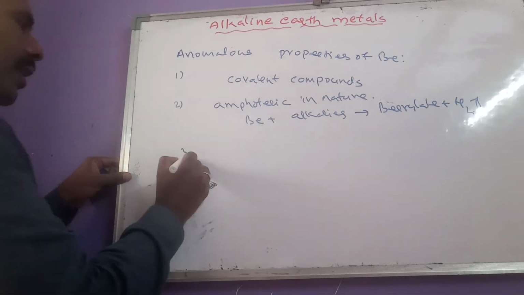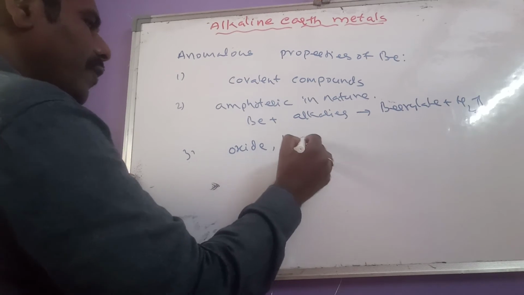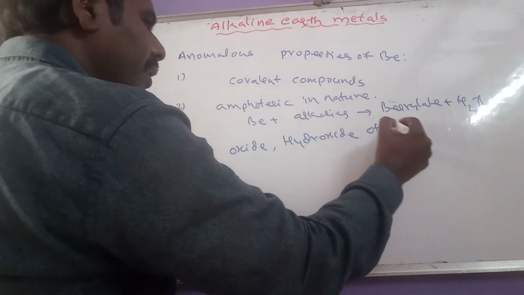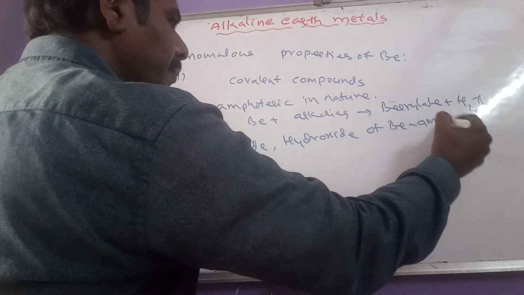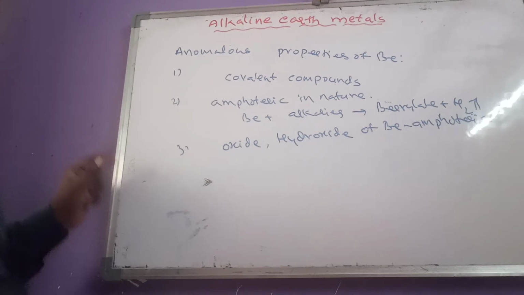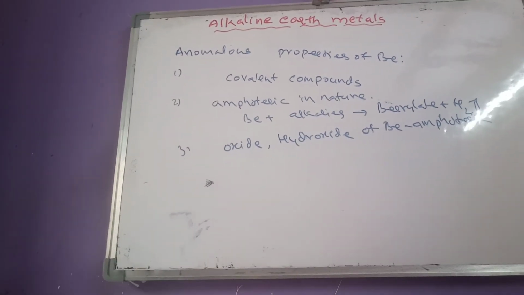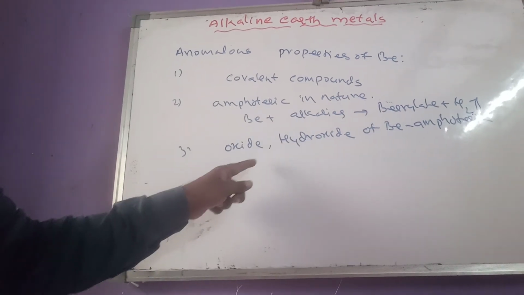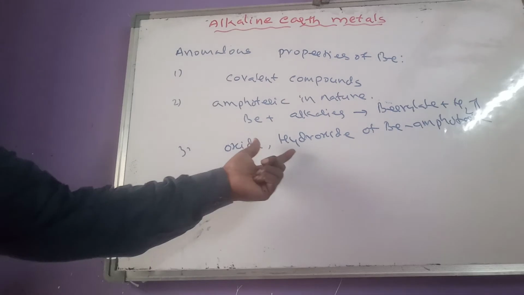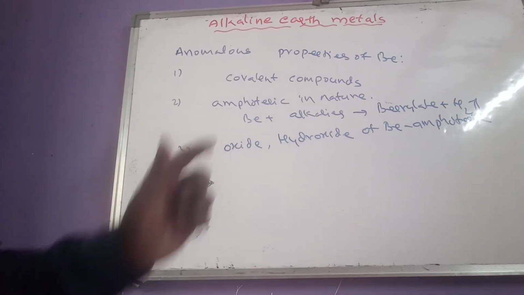Then the oxides and hydroxides of beryllium are having amphoteric nature. But for the remaining alkaline earth metals, oxides and hydroxides are having basic nature only. Beryllium oxides and hydroxides are amphoteric, they react with both acids and bases.